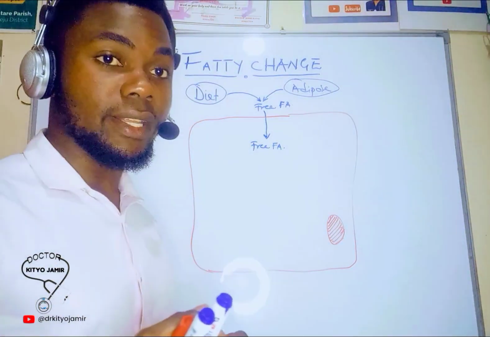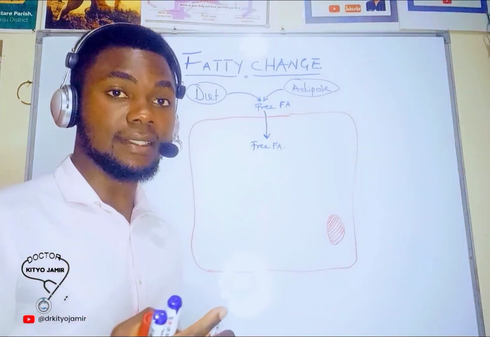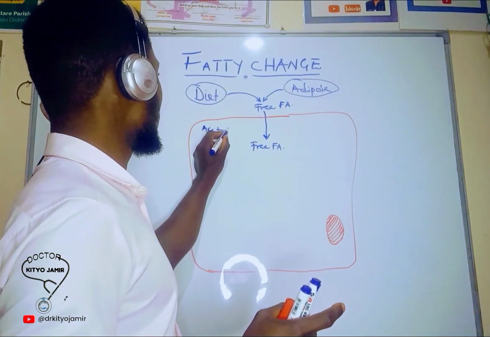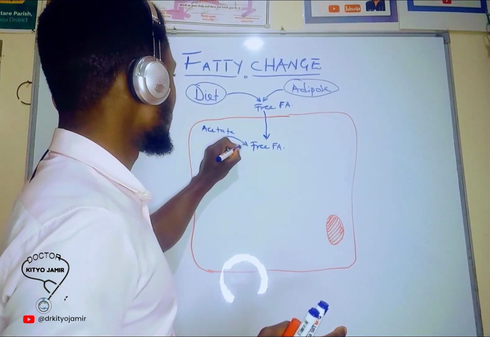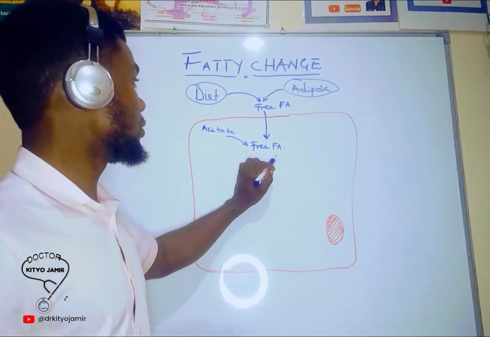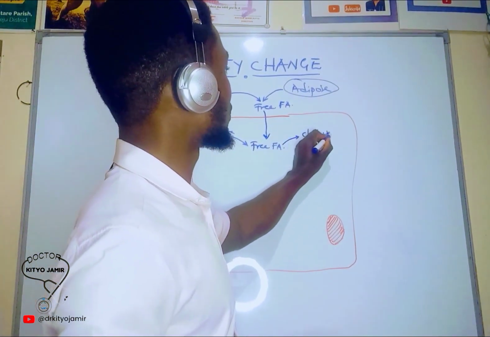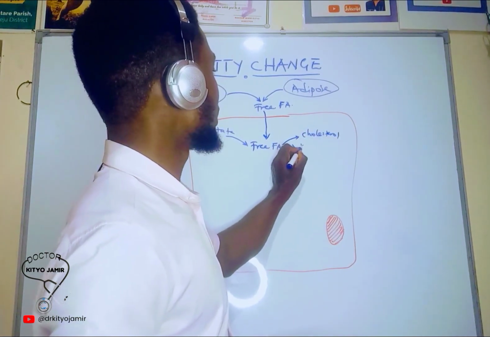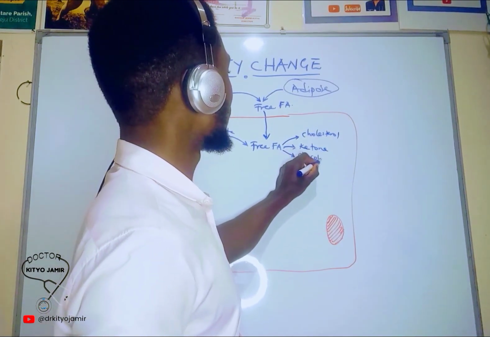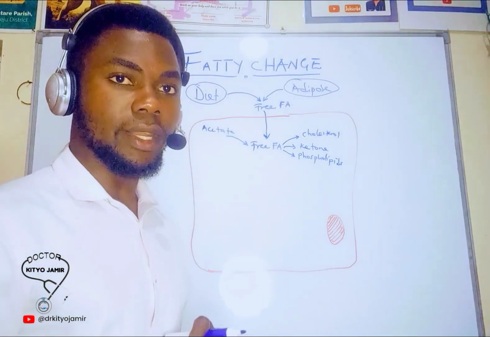When they are inside the liver parenchyma, the liver is going to synthesize more of these fatty acids. From where? From the acetate. Remember our acetate, which we got from the diet. So the liver is going to synthesize more free fatty acids from the acetate. Some of these free fatty acids are going to be converted into cholesterol, some into ketone bodies, and some into phospholipids. And these are going to be reused by the body.